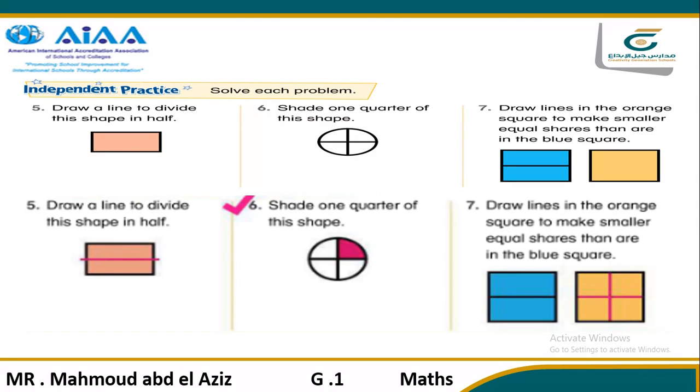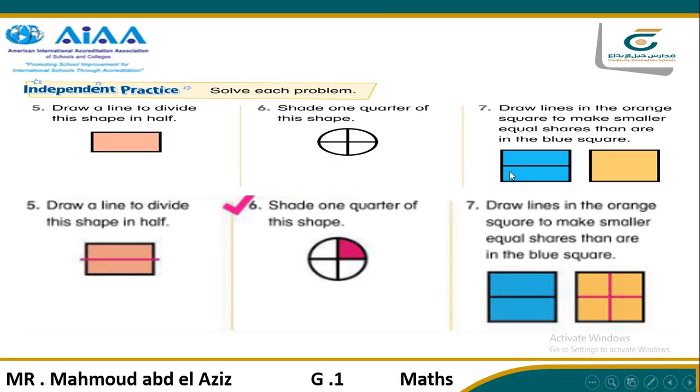Second question here, shade 1/4 of this shape. If you count our parts here, 1, 2, 3, and 4. So there are 4 equal parts. If you want to shade 1/4 of this shape, you will choose just 1. So you will shade here just 1 piece.